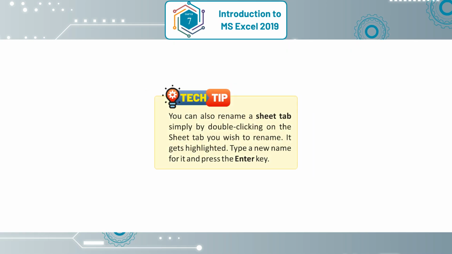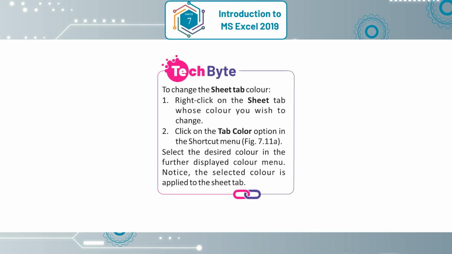Tech tip: you can also rename a sheet tab simply by double-clicking on the sheet tab you wish to rename. It gets highlighted. Type a new name for it and press the Enter key. TechByte. To change the sheet tab color: 1. Right-click on the sheet tab whose color you wish to change. 2. Click on the Tab Color option in the shortcut menu. 3. Select the desired color in the further displayed color menu. Notice the selected color is applied to the sheet.